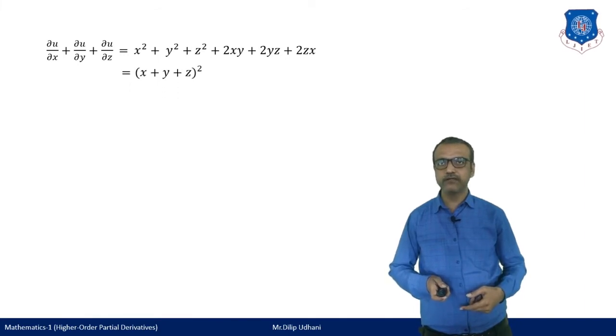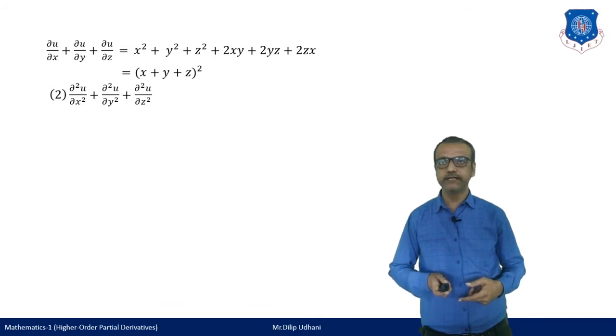Now this is nothing but x plus y plus z the whole square, according to the identity a square plus b square plus c square plus 2ab plus 2bc plus 2ca, that is equal to a plus b plus c the whole square. Now we will proceed to the second problem, that is del square u by del x square plus del square u by del y square plus del square u by del z square. So we will first find del square u by del x square.